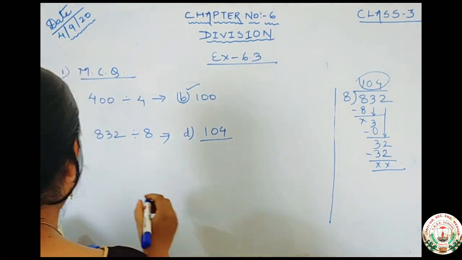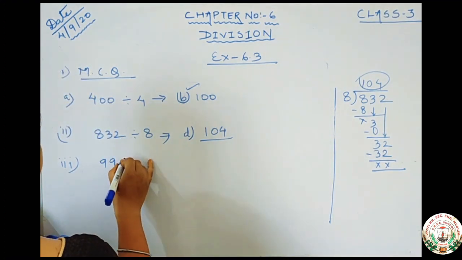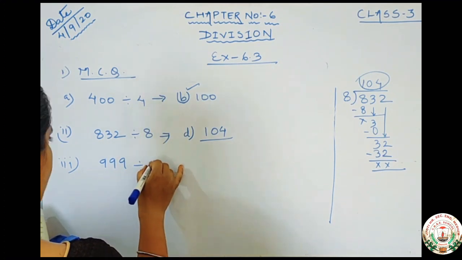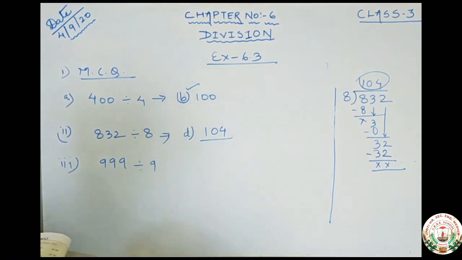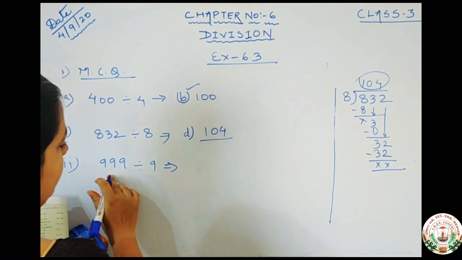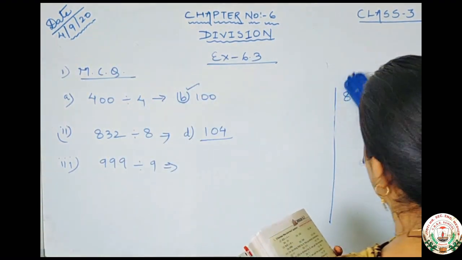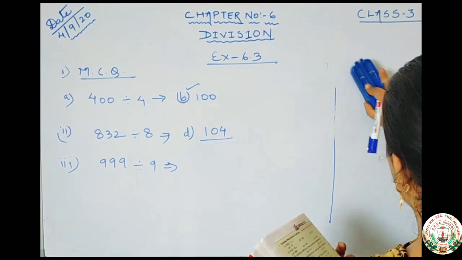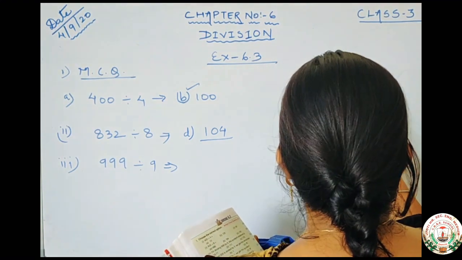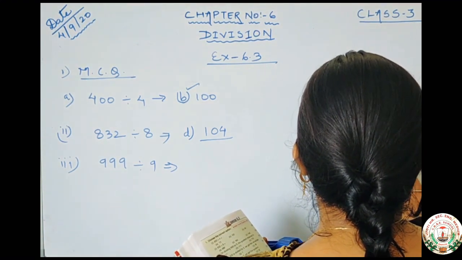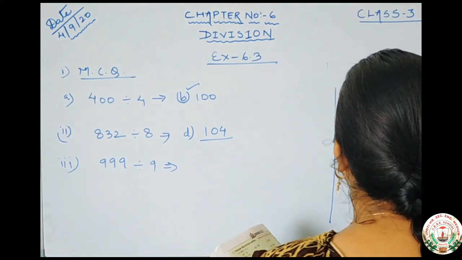On dividing 999 by 9, the quotient obtained is... by dividing 999 by 9, what do we get? So we will see in our rough column. We will divide and find it out, okay? So 9 divided with 999.